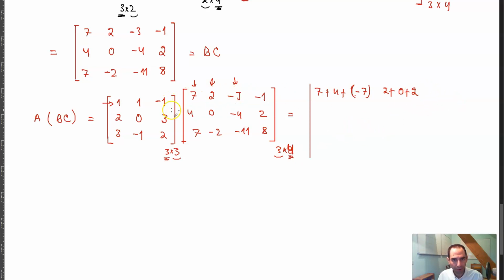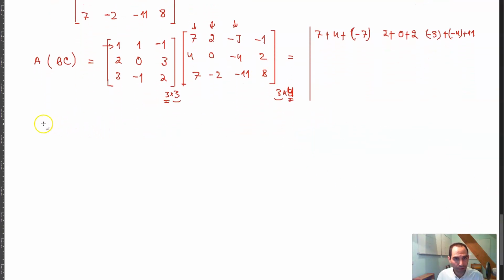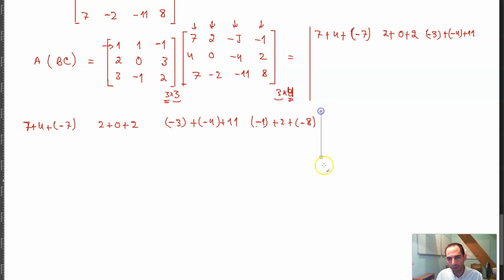So the third column here, you would get 1 times negative 3 is negative 3, and 1 times negative 4 is negative 4, and negative 1 times negative 11 is positive 11. I wish we had more space here, but we don't. I'm going to write this as 7 plus 4 plus negative 7. And over here 2 plus 0 plus 2. Over here negative 3 plus negative 4 plus 11. And then the fourth column I'm going to write as this times this. So that's negative 1, 2, and negative 8. And I will close this here.